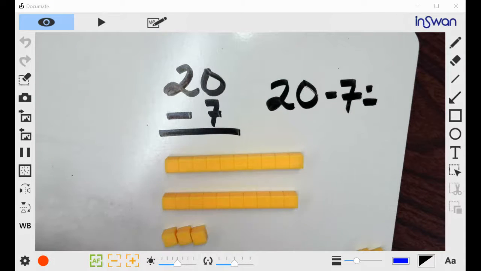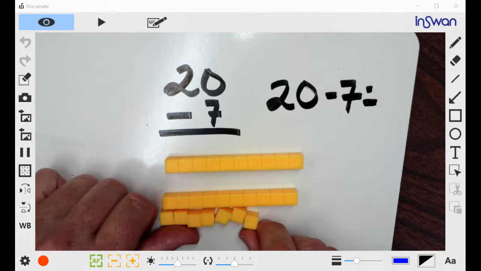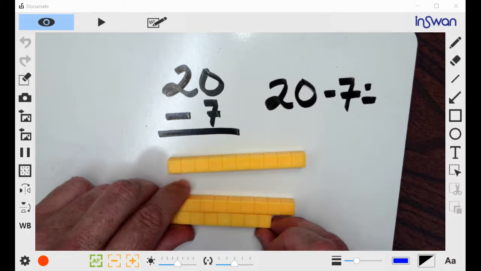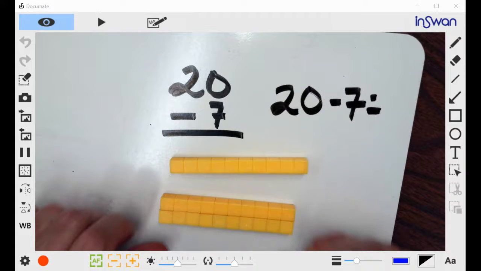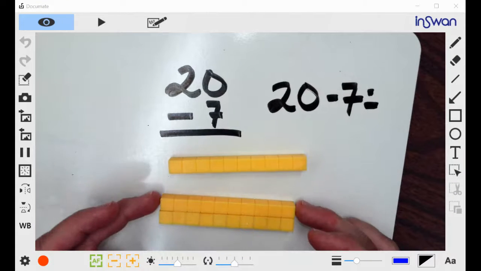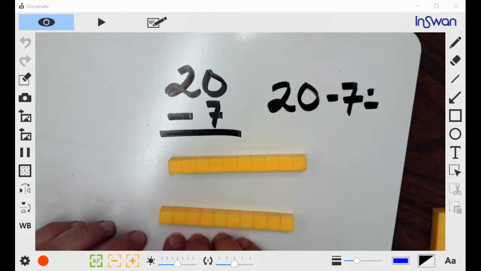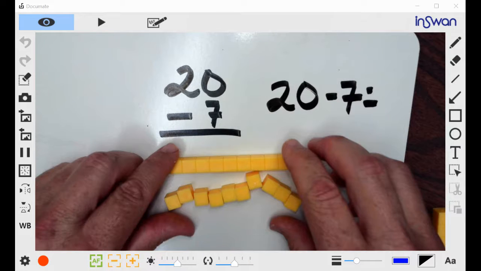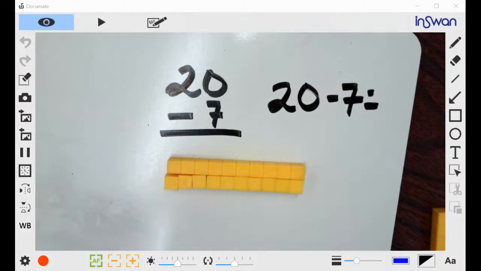I'm going to line up 10 of my single unit blocks, and I want to use my 10 block as a gauge so I make sure that I have the correct number. And when they match the ends, I'm going to take the single block away, and so I'm left with now 10 single blocks. Now, I still have 20 in all, but now it makes it a lot easier for me to take 7 of the individual blocks away.